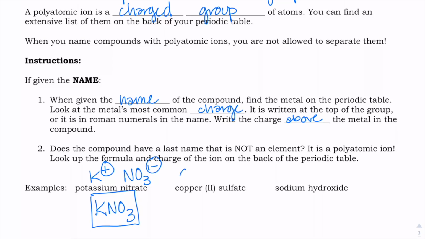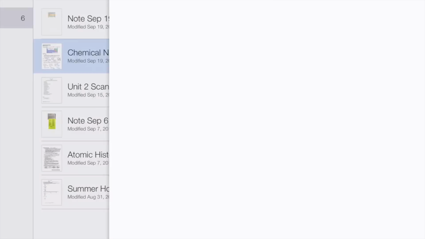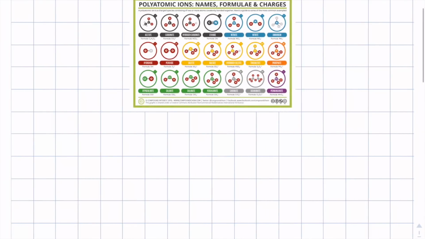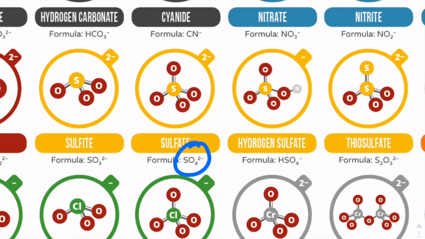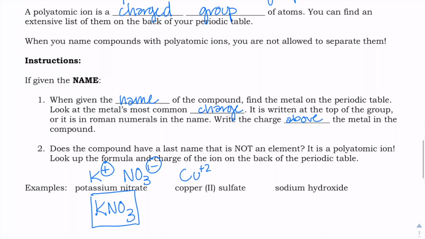Copper 2 sulfate. So we know we have a copper with a 2+ charge. Sulfate is on the back of your periodic table. It's also on this chart here. So there's sulfate. It's really tiny. There it is, SO4, 2 negative. So we'll put that here. And both of those charges completely cancel out. So we'll have CuSO4.